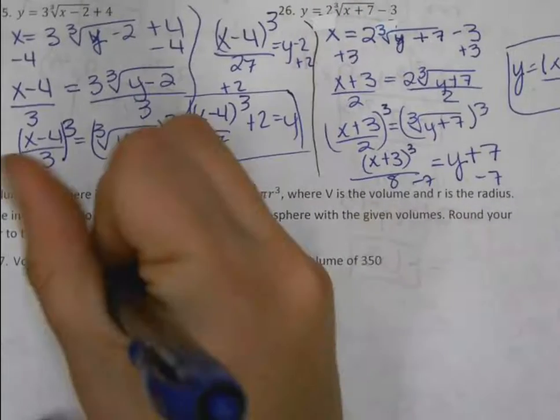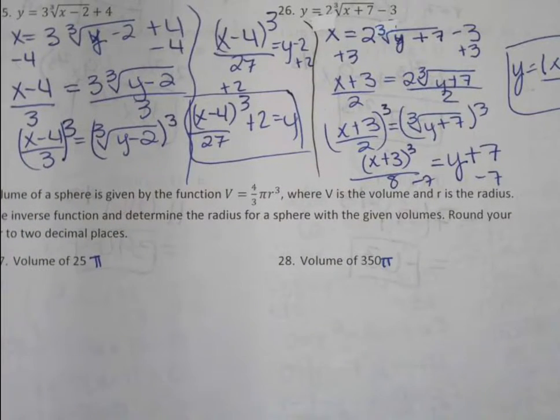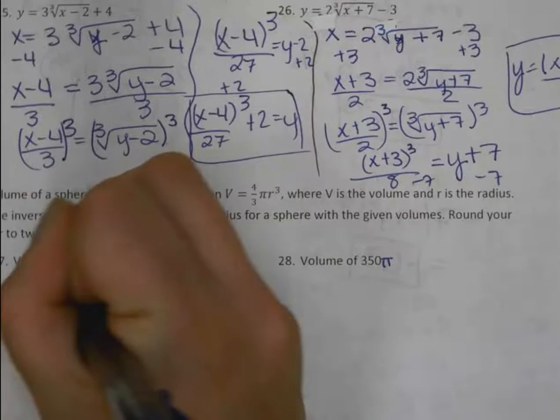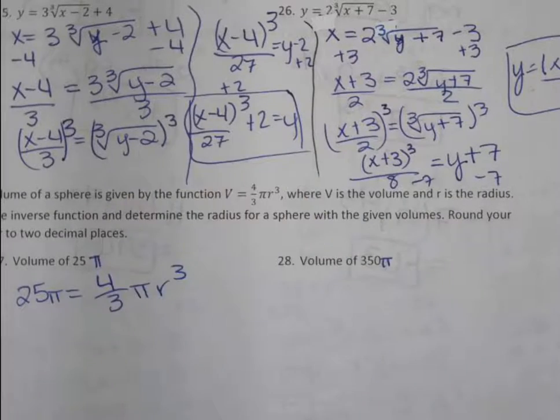I made a typo on the review guide. These should both have pi's at the end. So basically what this problem is saying, I have the volume of a sphere, and V is the volume, R is the radius. It wants me to find the inverse function and determine the radius for a sphere with the given volume. There's no point in finding the inverse. I can just plug this straight in for the volume and solve. So, on number 27, I'm going to have 25 pi equals 4/3 pi r cubed.